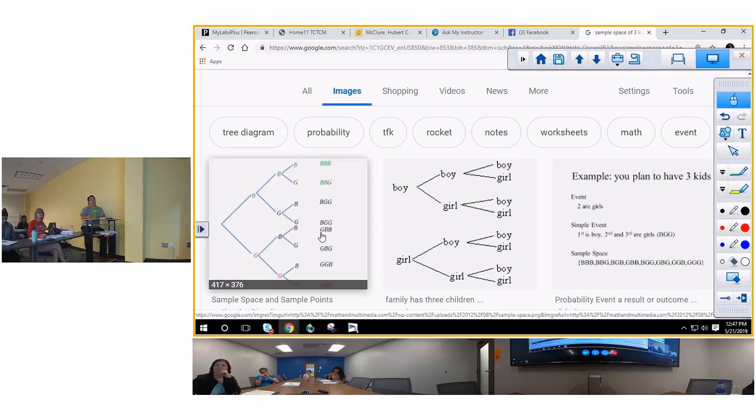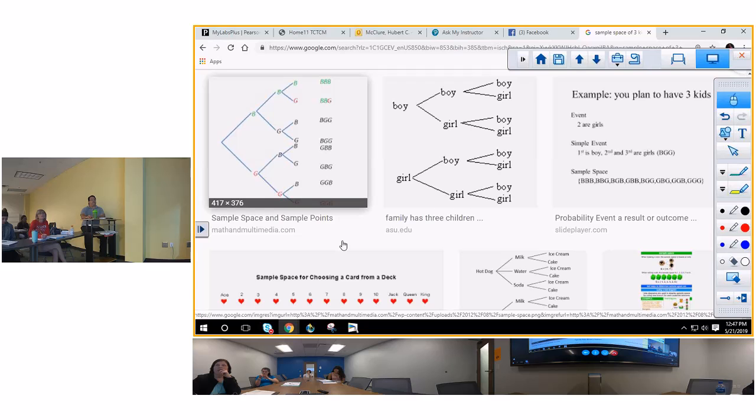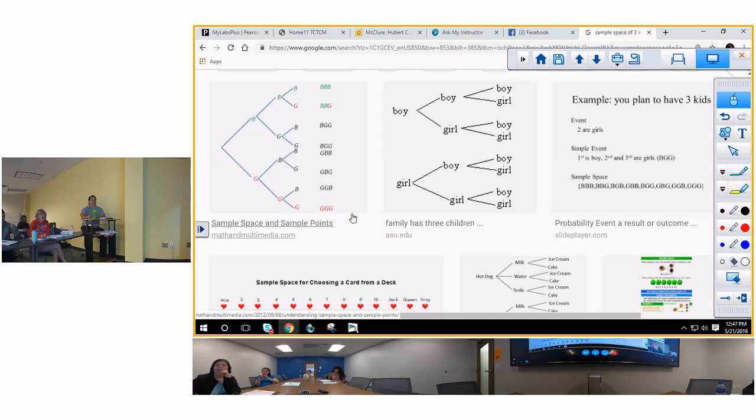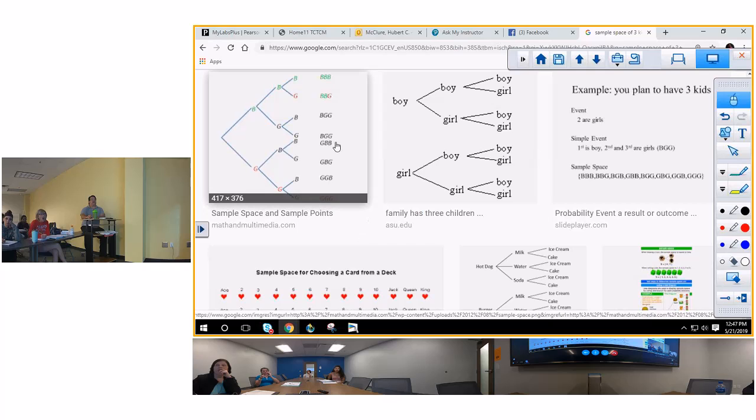That's wrong. Girl, boy, boy. Girl, boy, girl. Girl, girl, boy. And then the one on the bottom should be girl, girl, girl. There should be 8, so make sure. Check that one. That should be girl, girl, boy.